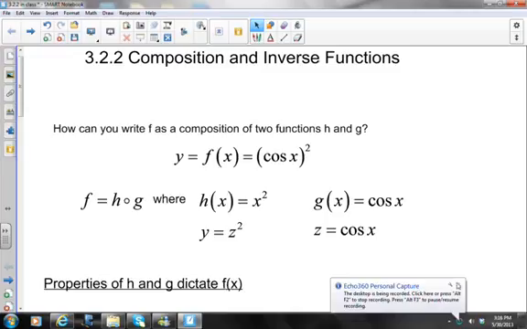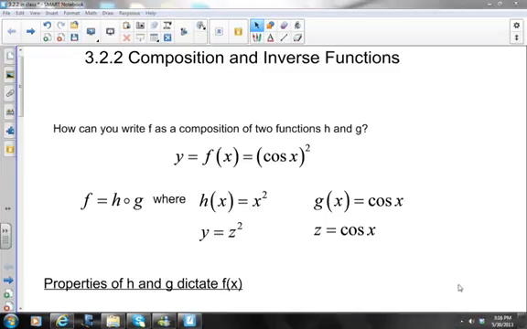We have section 3.2.2, which deals with composition and inverse functions. Of course, both topics are covered in high school mathematics, but we want to look at them from slightly different perspectives. So the first question is, how can you write the function f of x equals cosine of x squared as a composition of two functions h and g?